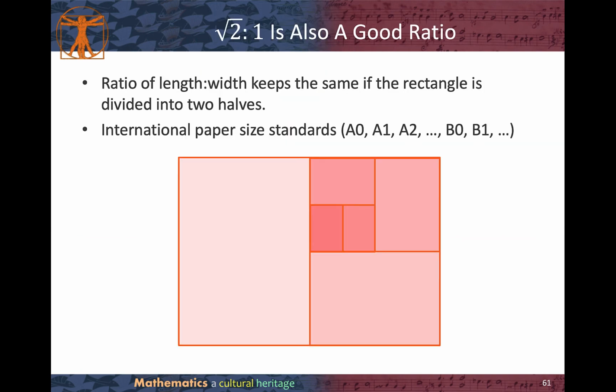Another popular ratio is square root of 2 to 1. The way we do it is simple. We only need to keep dividing the rectangle into two halves. For example, the International Paper Size Standards: A1 is half of A0, A2 is half of A1, and so on.